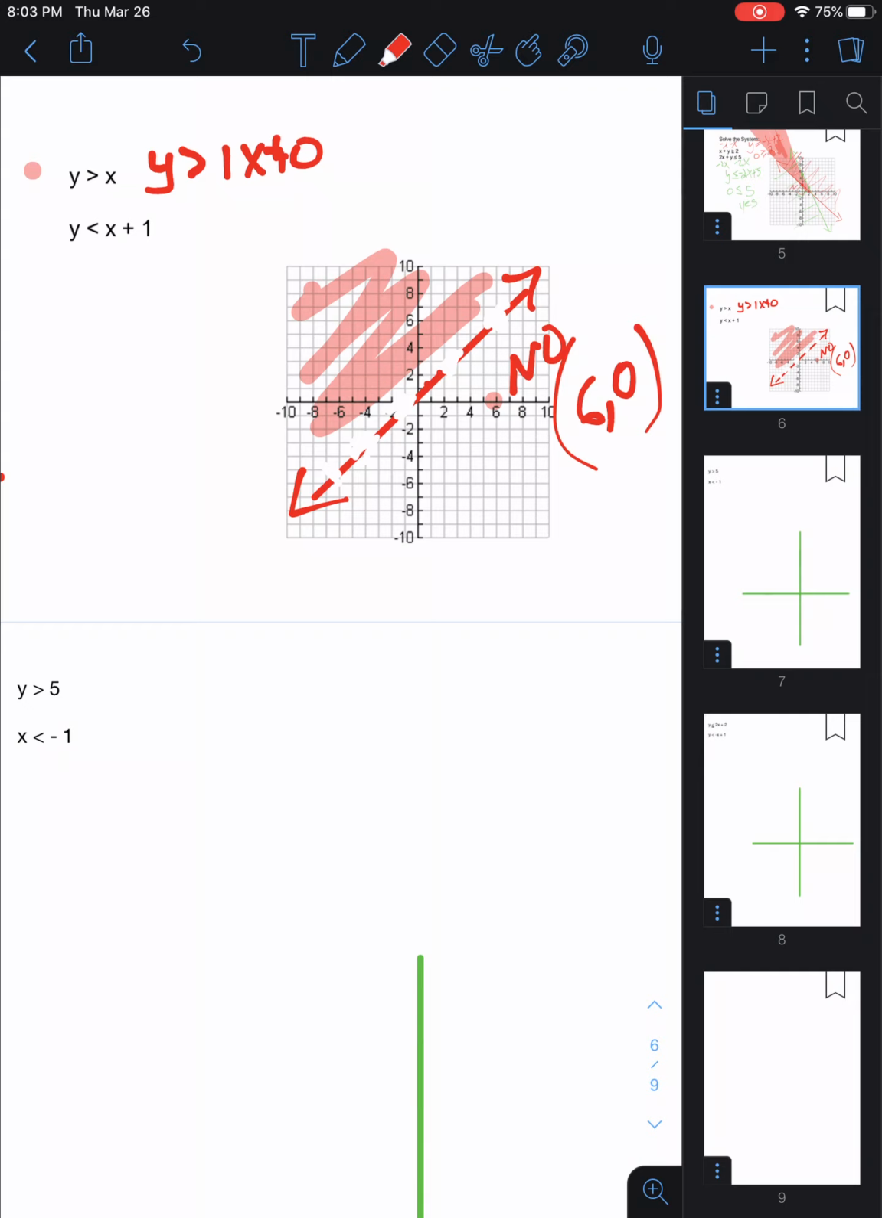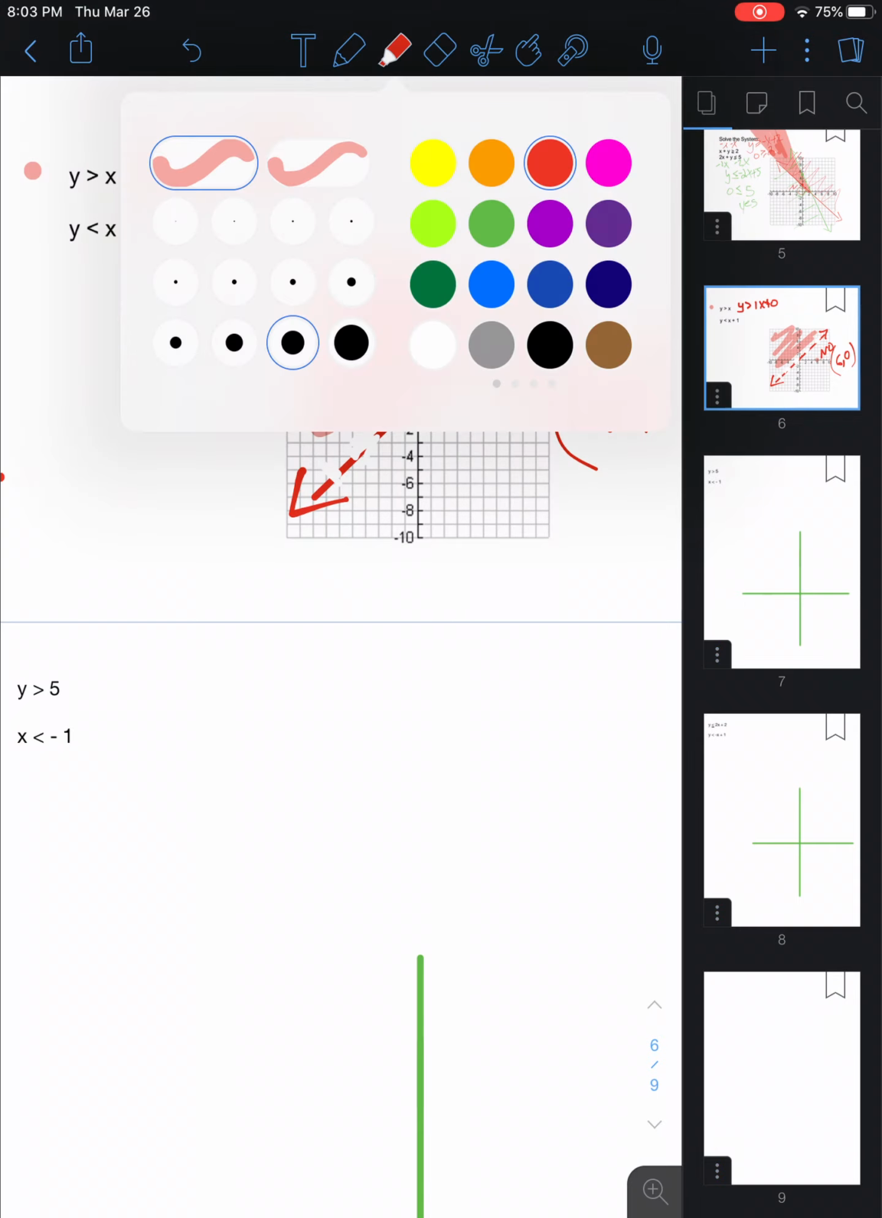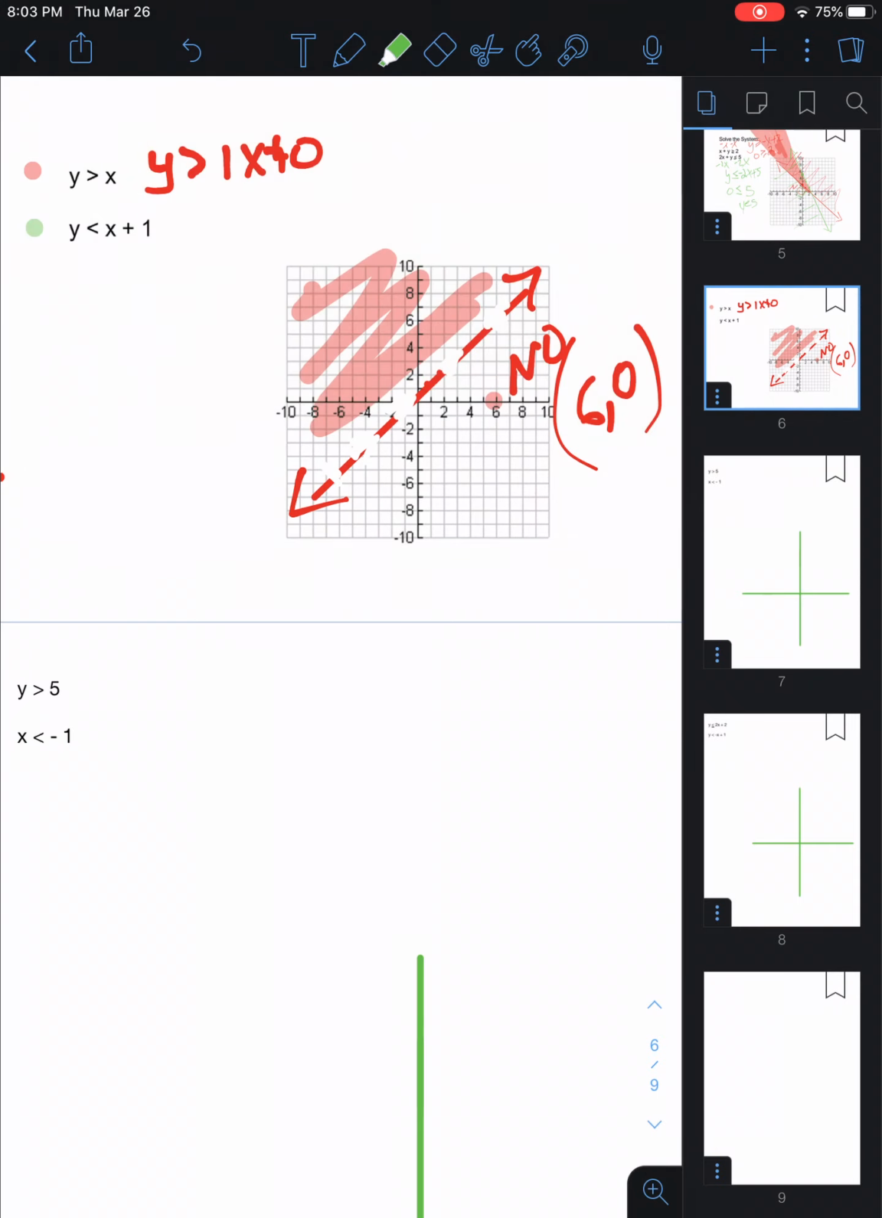Okay, but remember, you can't do that on Excel yet. You'd have to plot this next one. So we'll plot the next one, and we'll do it in green. And this is going to be y is less than x plus 1. So we would pass through the y-intercept at 1, and that's going to be about right there. And then it's going to go up 1 over 1, up 1 over 1.